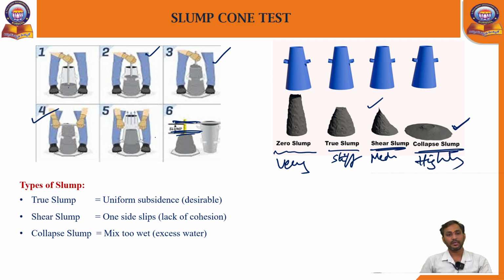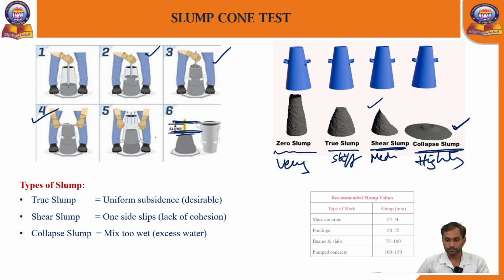Okay, done. True slump is uniform subsidence, which is desirable. Shear slump is when only one side slips and the other side stands, showing lack of cohesion. Collapse slump is when the mix is too wet, where the water quantity is more, so the concrete falls down.